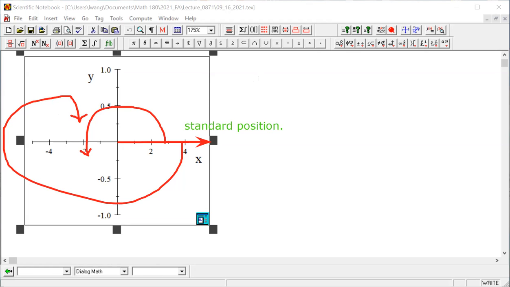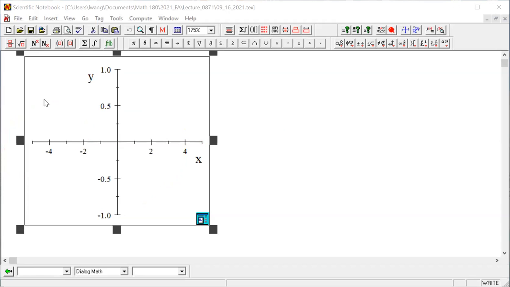If you measure something from the standard position, I'm going to have to draw the standard position one more time, maybe 7 more times, 10 more times, no problem. Standard position. Every angle is measured from this position. If you measure counterclockwise, this angle will be considered a positive angle.